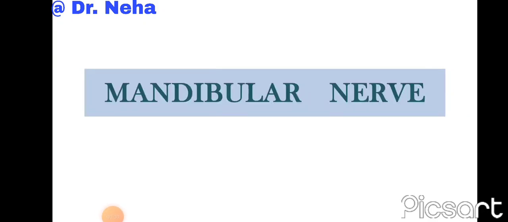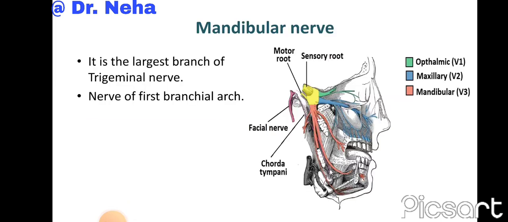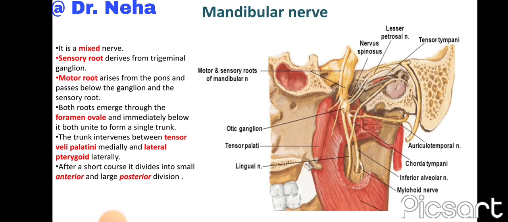In this video, I will discuss the mandibular nerve. Mandibular nerve is the largest branch of the trigeminal nerve. This is the nerve of first branchial arch. It is a mixed nerve, so it has two roots. One is sensory, other is motor.